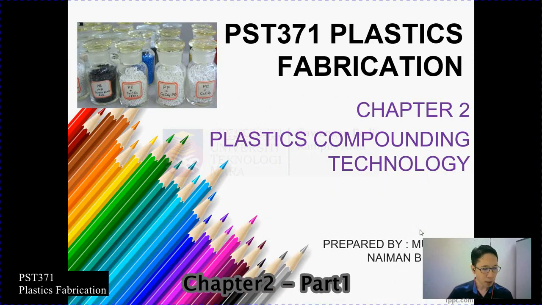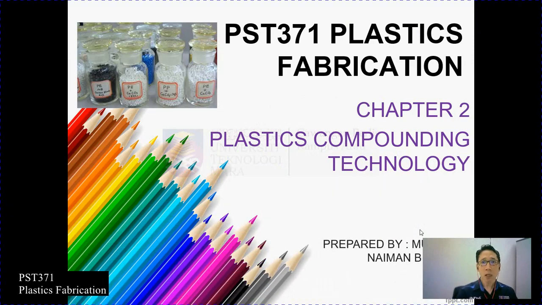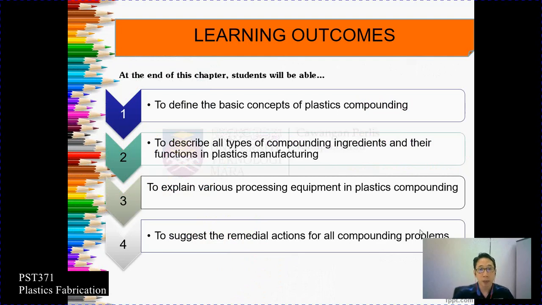So basically in this chapter, we learn to define the basic concept of plastic compounding, to describe all types of compounding ingredients and their function in plastic manufacturing, and to explain various processing equipment of plastic compounding. I think we will try to settle the first learning outcome first, and then the other half of this lecture will cover explaining various processing equipment of plastic compounding and suggesting the remedial action for all compounding problems.